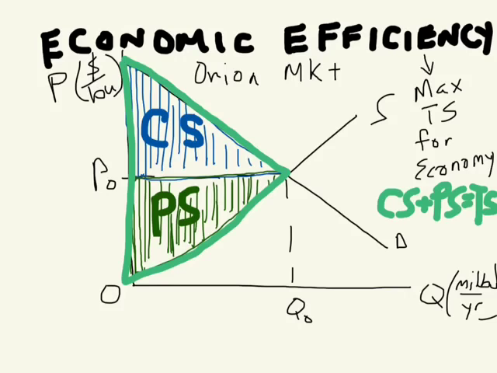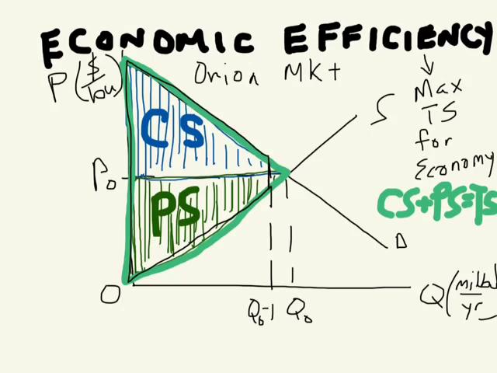Anyway, we can see that by observing the following. At any output level less than Q naught, let's just look at Q naught minus 1, notice that the surplus is only this trapezoid, which is smaller. So at any output less than the competitive market outcome, we lose some total surplus.